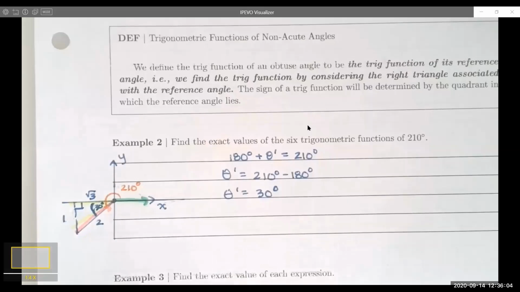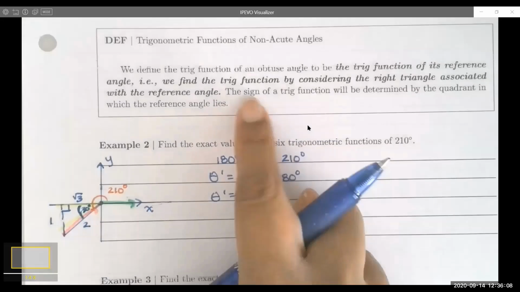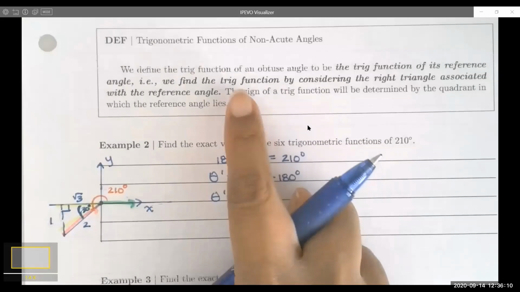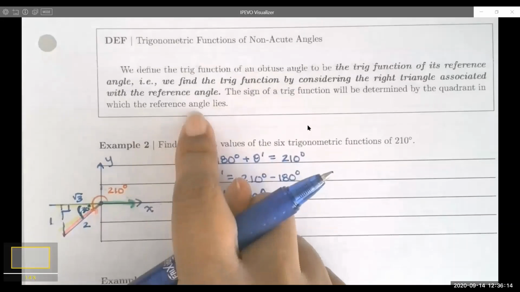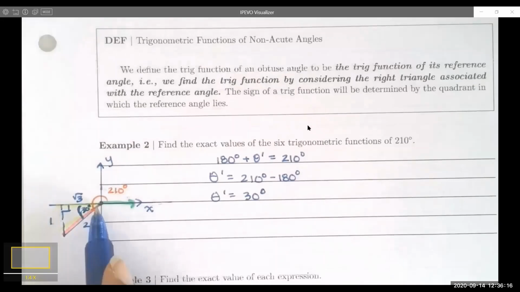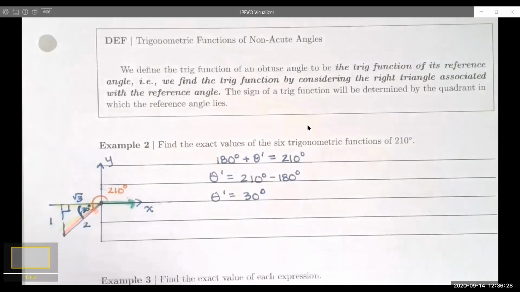And now this is where the second part of the definition comes into play. The sign of the trig function will be determined by the quadrant in which the reference angle lies. Well, what that simply means is that now we have to consider what is the direction of the x and what is the direction of the y. Okay, the hypotenuse is always positive, but these two are going to have a sign change. Okay, so let me just write this here.